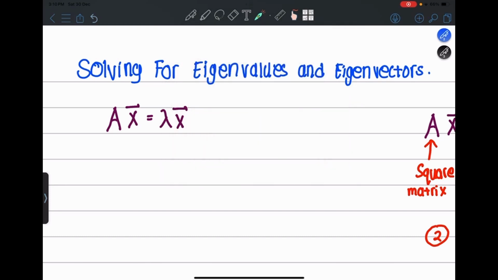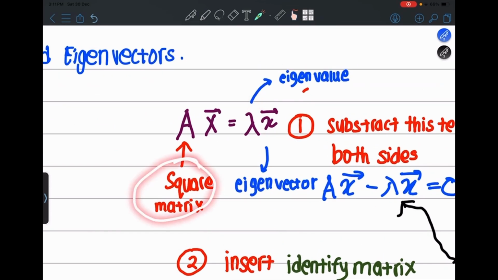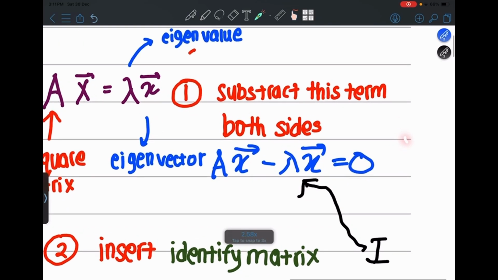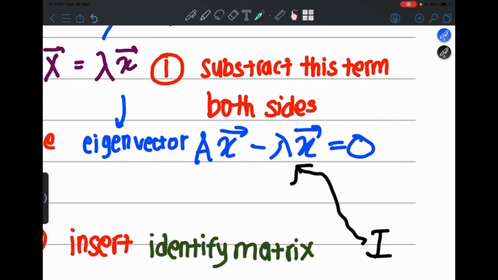Today I want to explain how to find the eigenvector. Before that, we have to find the eigenvalue. To find the eigenvalue, we can use this formula: Ax equals lambda x. A stands for the square matrix, x is the eigenvector, and lambda is the eigenvalue. After we know all that, firstly subtract this term from both sides. After we subtract it, we get this formula: Ax minus lambda x equals 0.